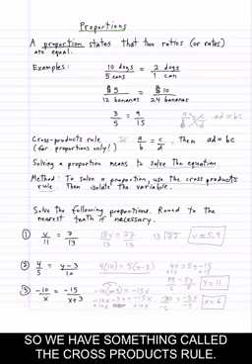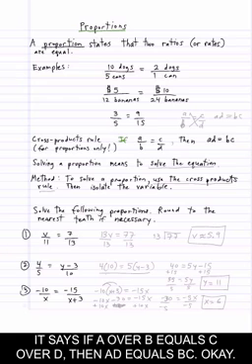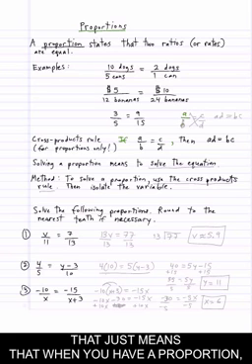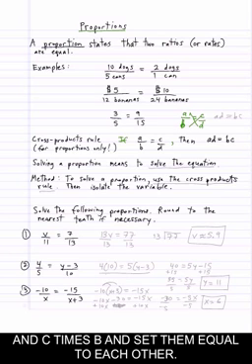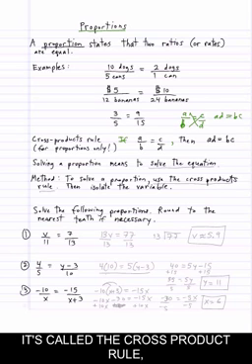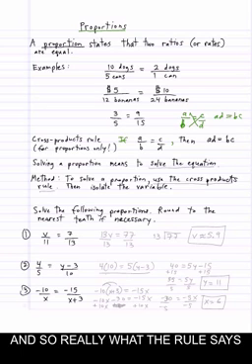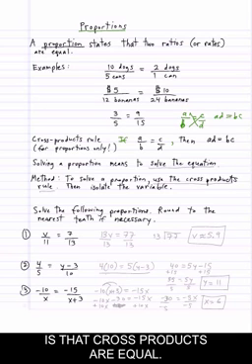So we have something called the cross products rule. It says if A over B equals C over D, then AD equals BC. Okay? That just means that when you have a proportion, I want you to think about multiplying A times D and C times B and setting them equal to each other. It's called the cross products rule. These are called cross products, and so really what the rule says is that cross products are equal.